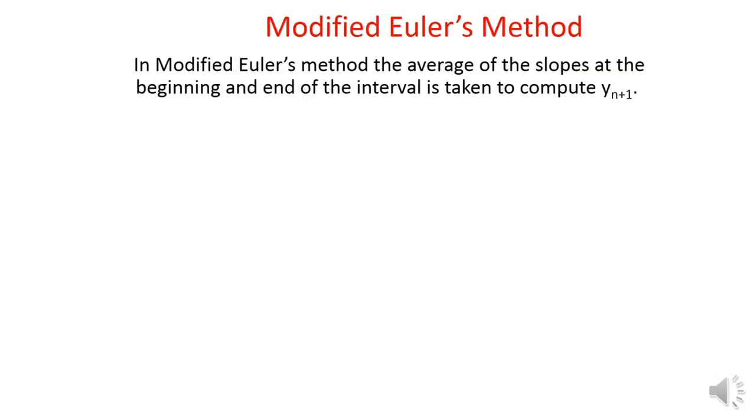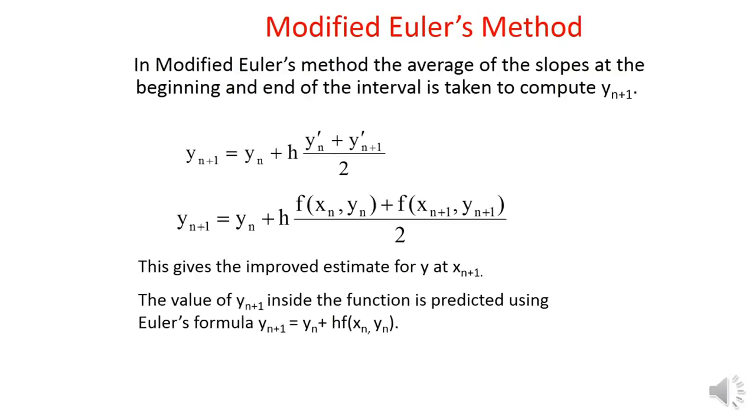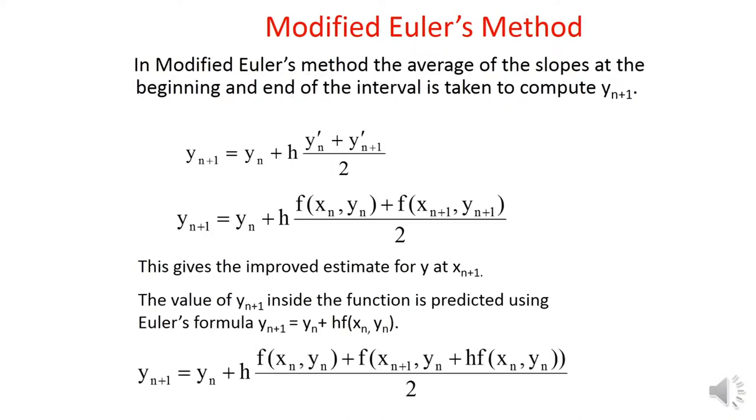Hello viewers, in this video I would like to discuss the modified Euler's method. So in the modified Euler's method we take the average of the slopes at the beginning and end of the interval to compute yn plus 1. So the formula is yn plus 1 is equal to yn plus h times yn dash plus yn plus 1 dash by 2.